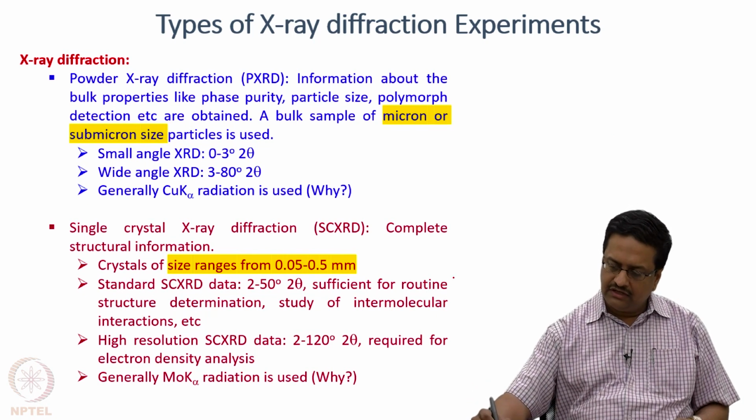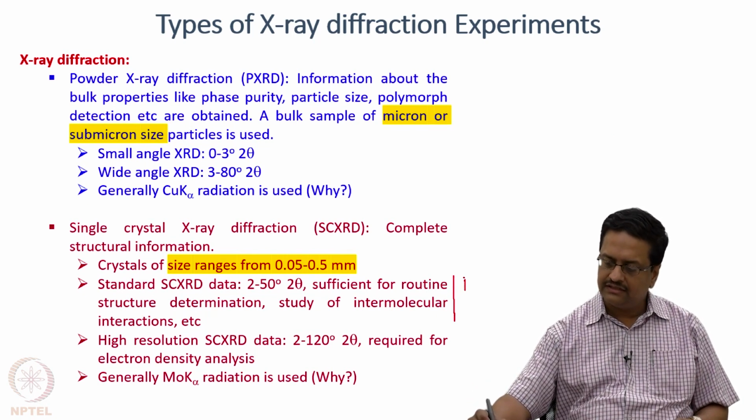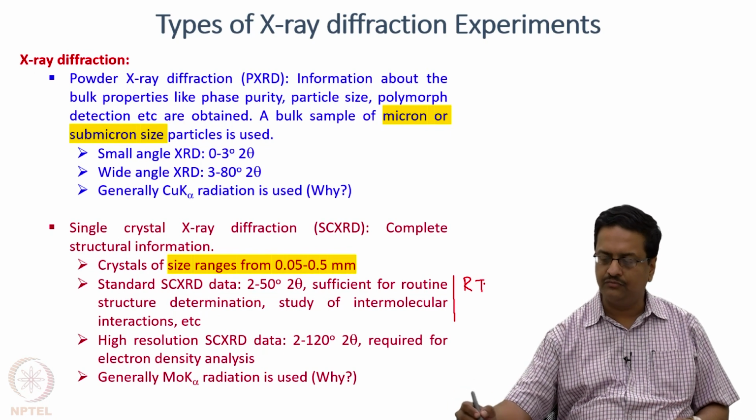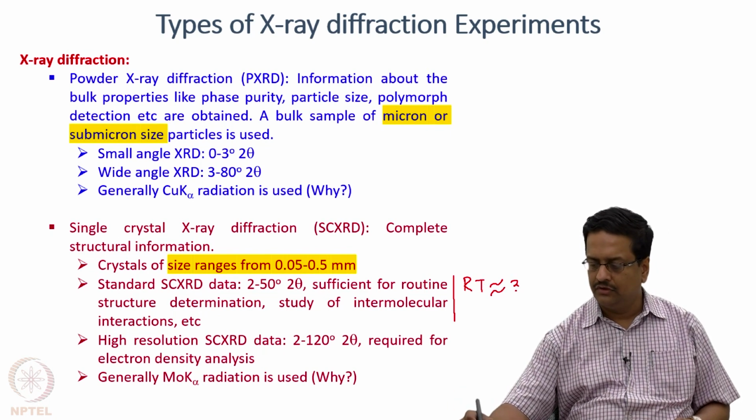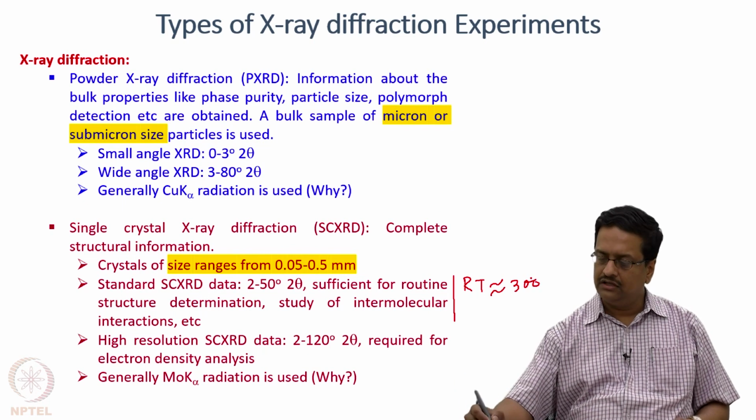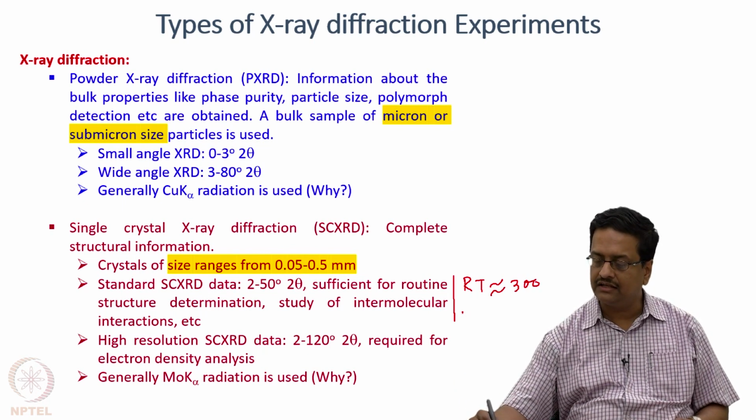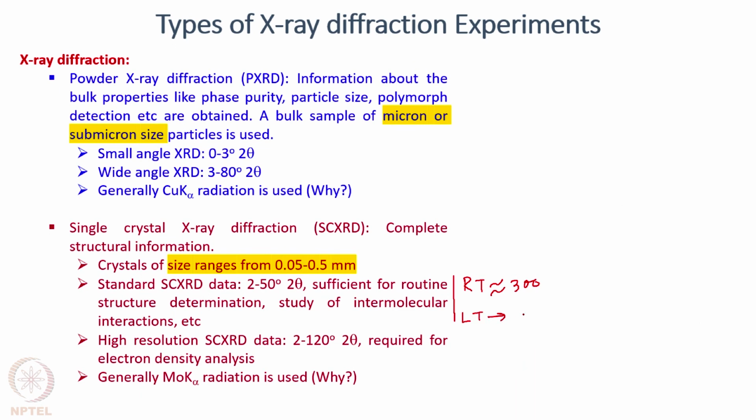Mind you, this particular experiment can be done at various temperatures. One can do the data collection at room temperature, about 300 Kelvin, or if we have the facility for low temperature data collection, we can go down to 100 K using liquid nitrogen. One can go down even to 10 Kelvin using liquid helium.